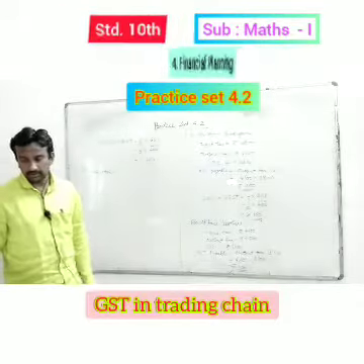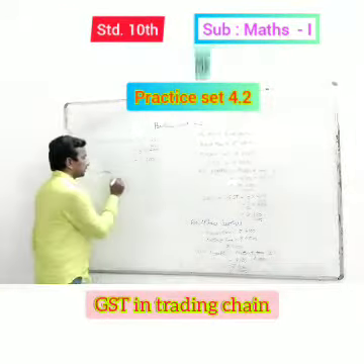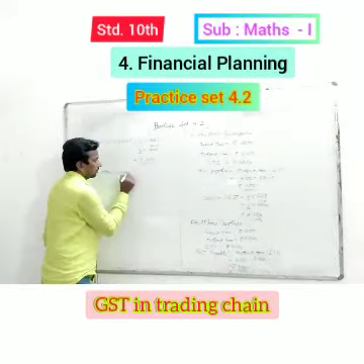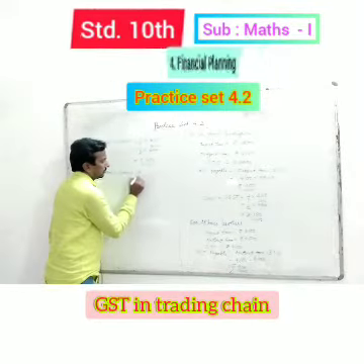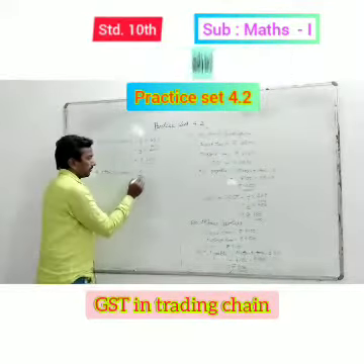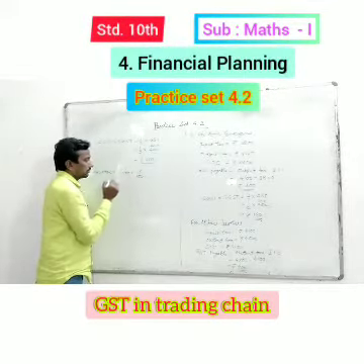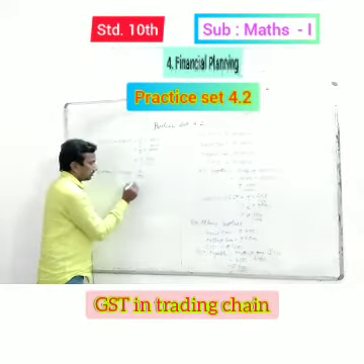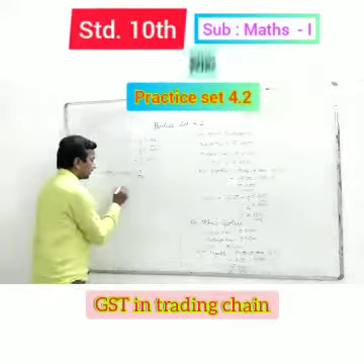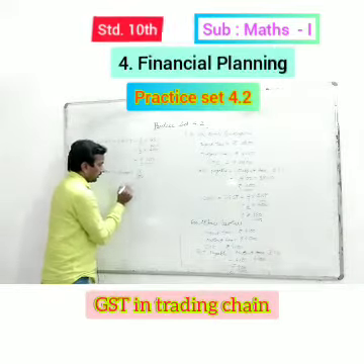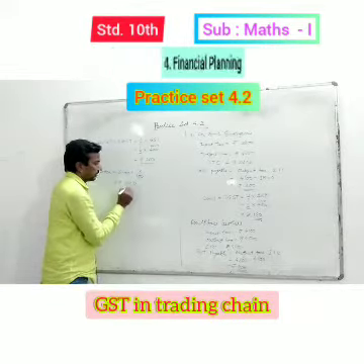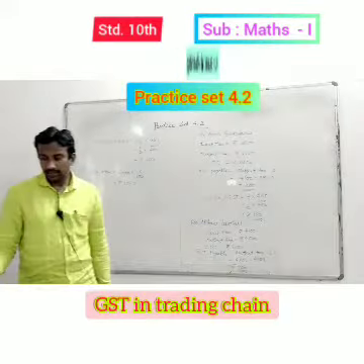Input tax is 18% of 6,000, means 6,000 into 18 upon 100. These two zeros cancel, these two zeros cancel. 18 zeros are 0 and 18 sixes are 108. Means input tax is rupees 1080.